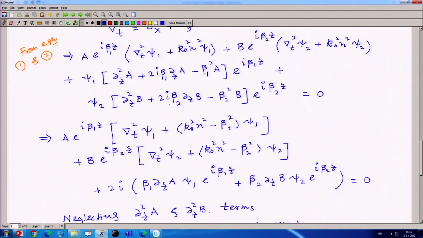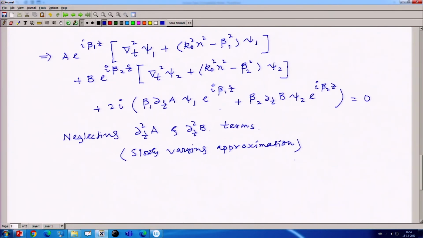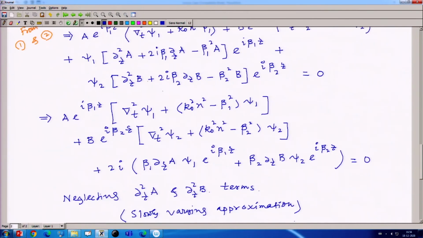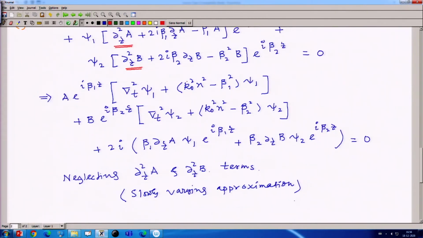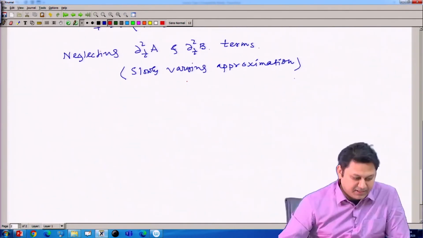I have 2 I beta 2 first order derivative with respect to z of b and 2 I beta 1 first order derivative with respect to z of a. These two terms I just put together, and I neglect this term and this term, because compared to the first order derivative these two terms are small. So, we simply neglect this term and we call it a slowly varying approximation.